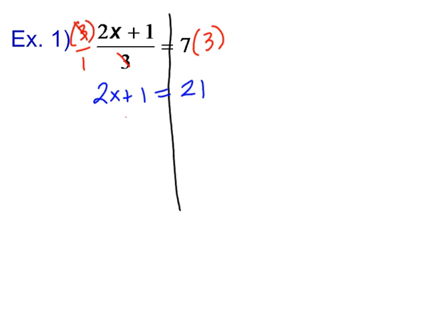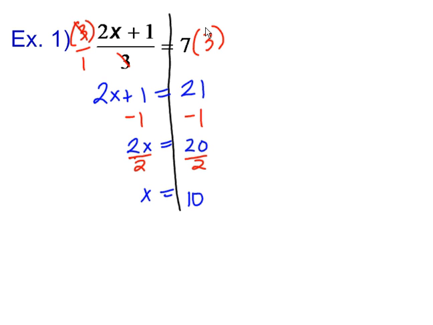And since this is plus 1, we're going to subtract 1 from both sides. And we get 2x equals, and that's 20. And we're going to try and get that x alone again, and we're going to use inverse operations with that coefficient. So since it's multiplying, we're going to divide both sides by 2. And we find out that x equals 10.